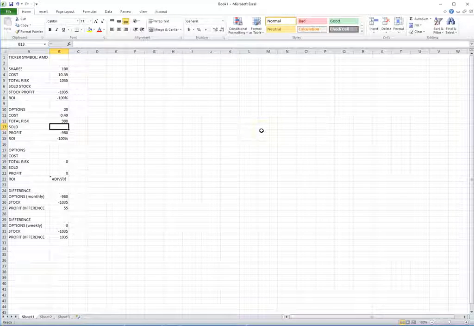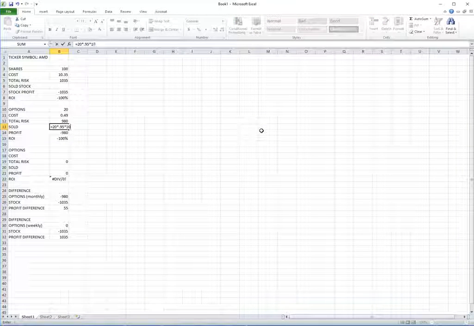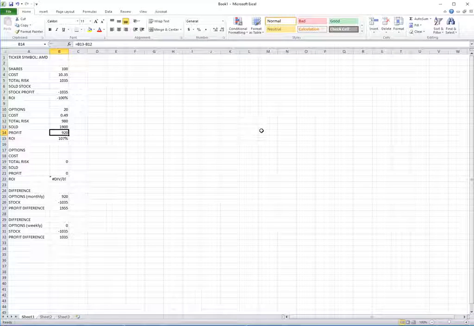We sold this, so we had 20 of them. We sold it for 95 cents, and of course there are 100 shares in each contract, so $95. We sold this for a total of $1,900, and our profit was $920. We took what we collected minus our initial risk of $980 for a profit of $920.